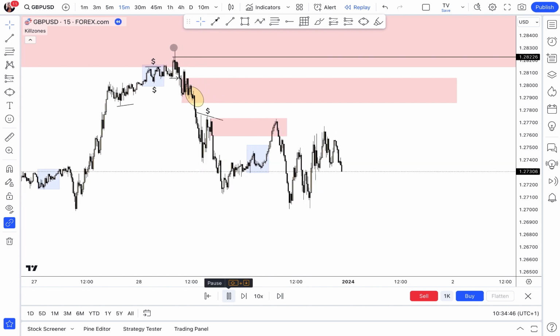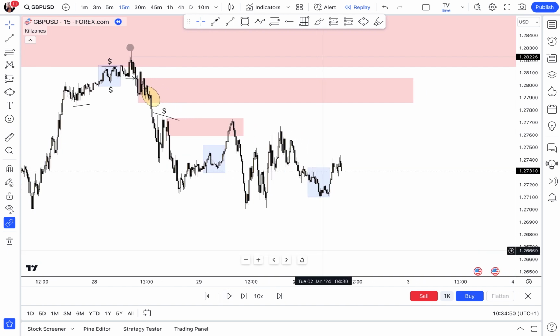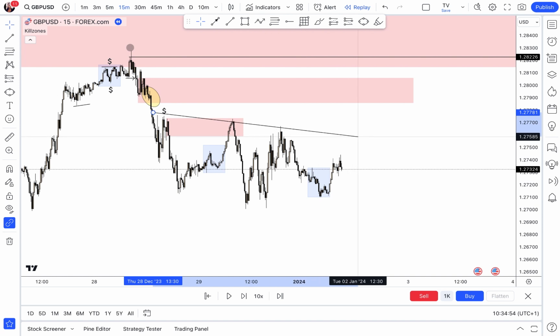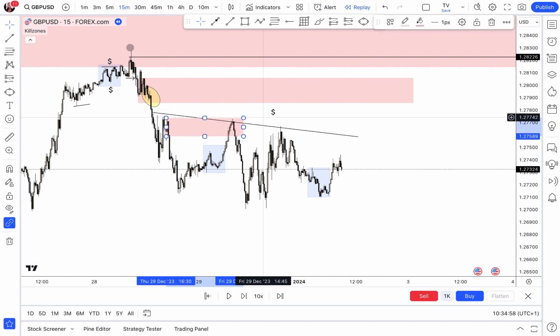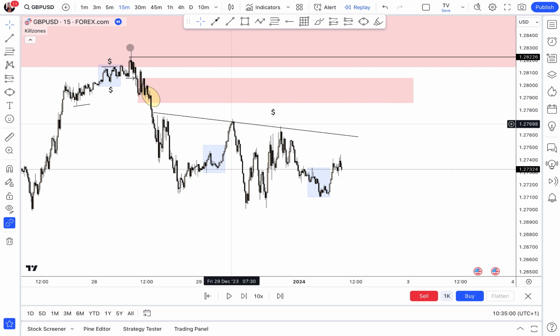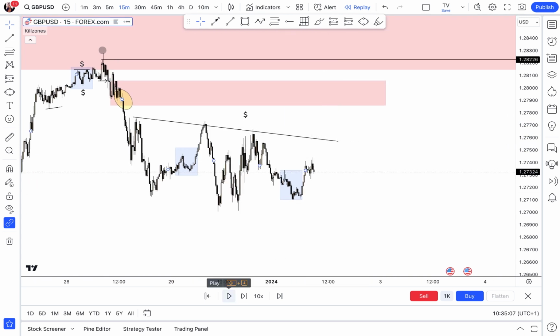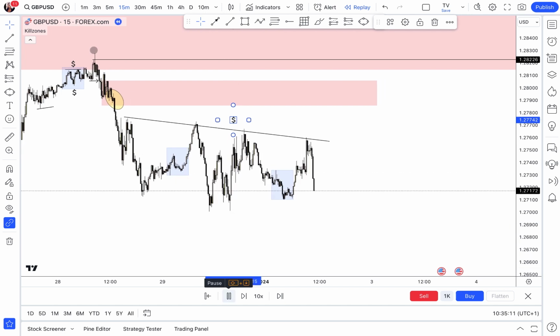Okay, I'm still looking at this zone. Let's see what we have. Will market come back to that zone? So now, as you can see, market keeps creating liquidity. This is liquidity that will later be grabbed. So this is a good chart setup for me right here, as market will later grab this liquidity.